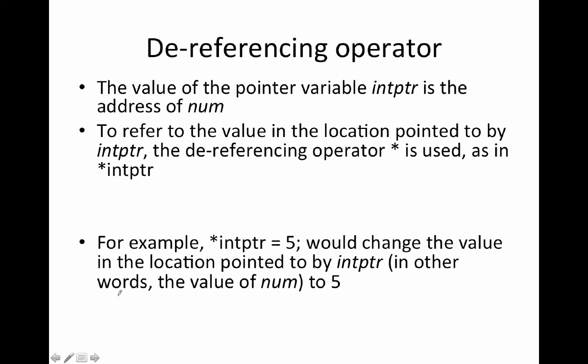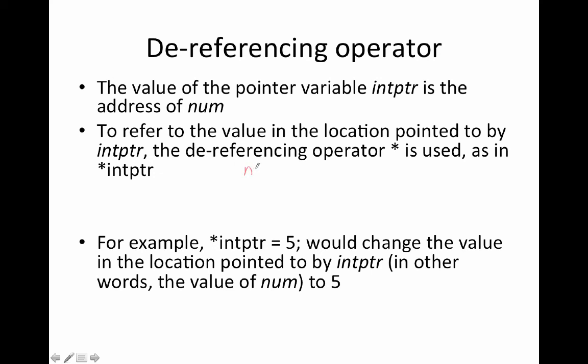Now the dereferencing operator. The value of the pointer variable int pointer is the address of num. If we want to refer to the value in the location that's pointed to by int pointer, we have to use what's called the dereferencing operator, which is the asterisk or the star. You put that in front of the name, star int pointer.